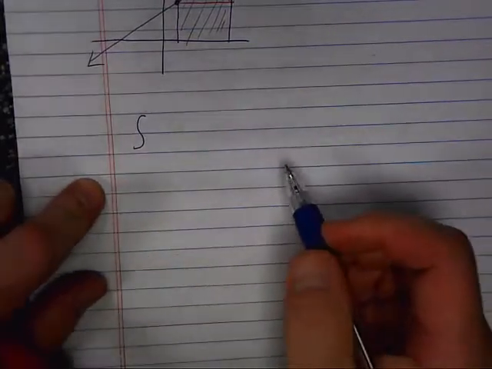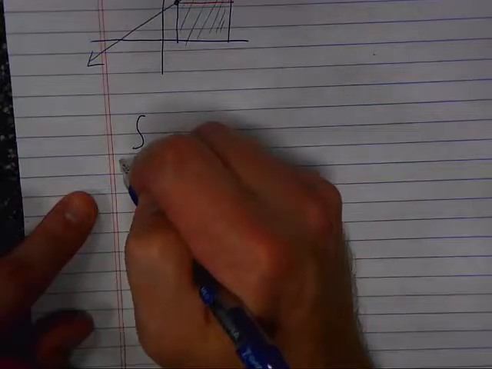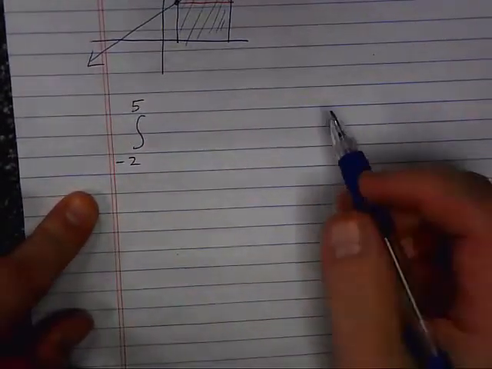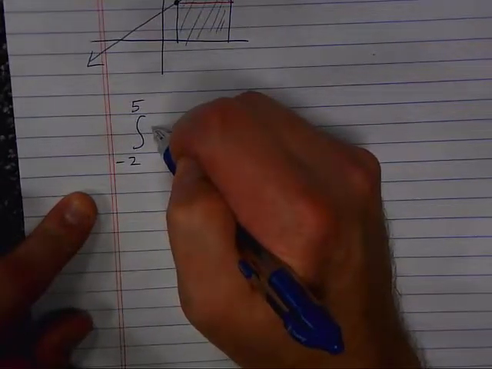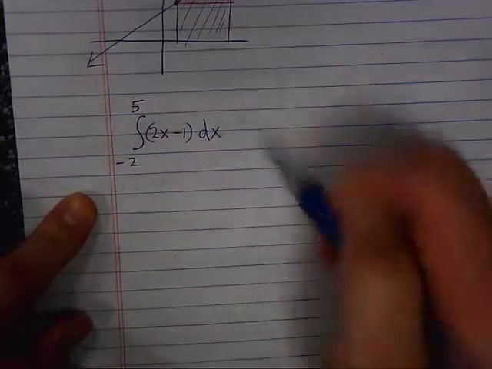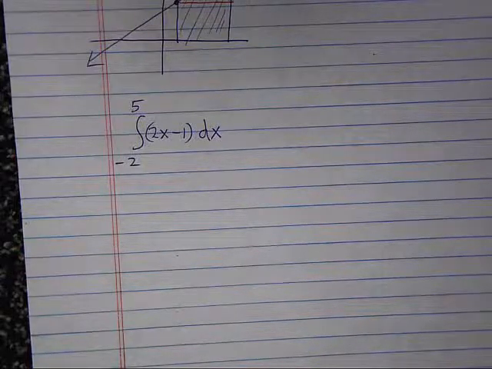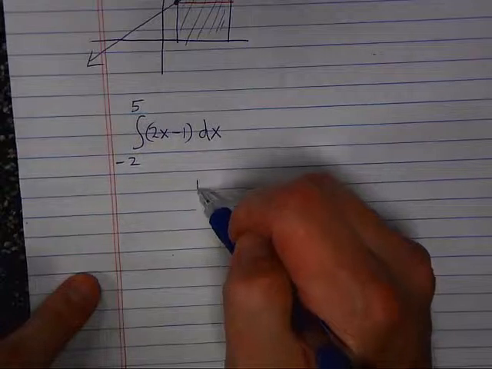All right, how about the integral from -2 to 5 of, I don't know, how about 2x minus 1 dx? Again, think of what I'm asking you to find geometrically. What am I asking you to find? We've got to draw a picture. It's the best thing to do.